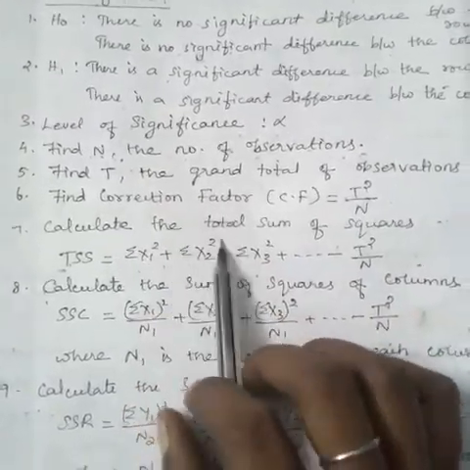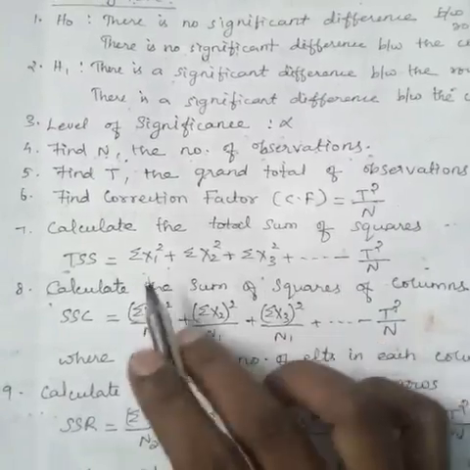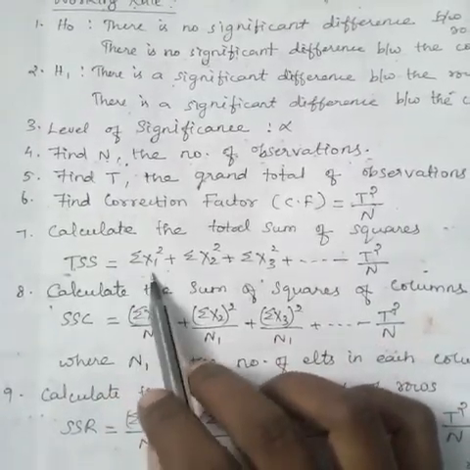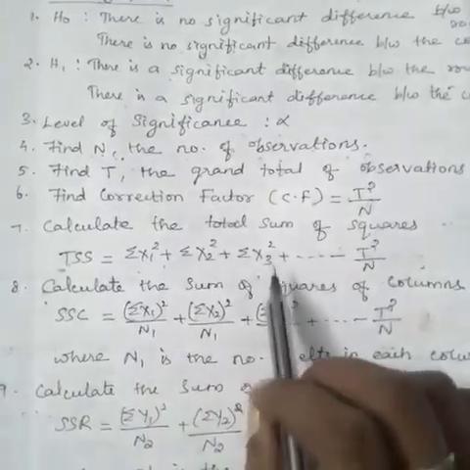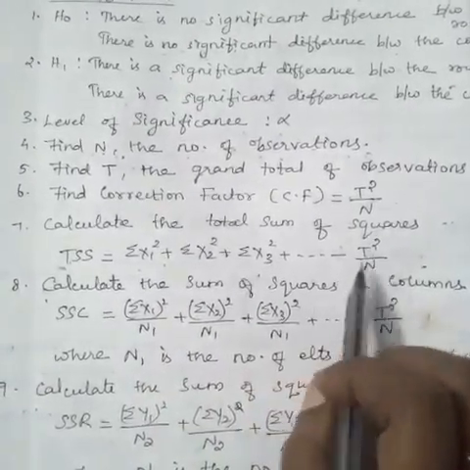The next step, calculate the total sum of squares, TSS. The formula is: total sum of squares is equal to summation x1 square plus summation x2 square plus summation x3 square plus etc., minus T square by N.